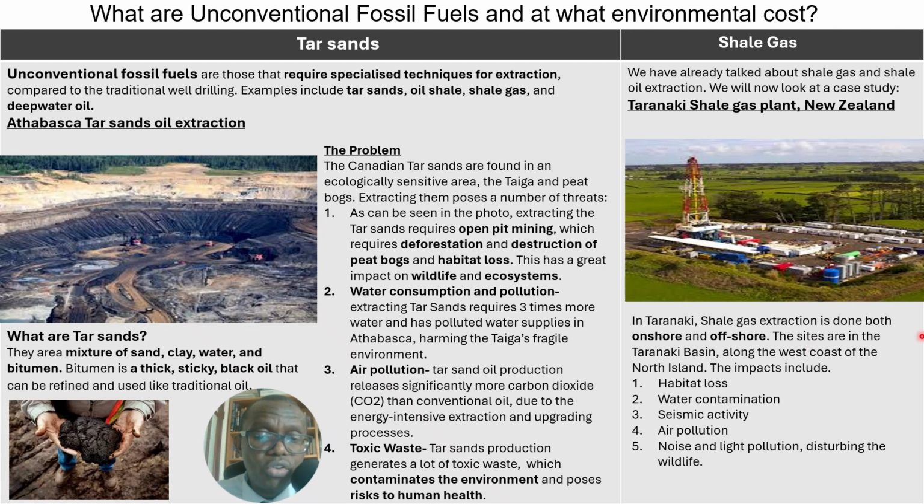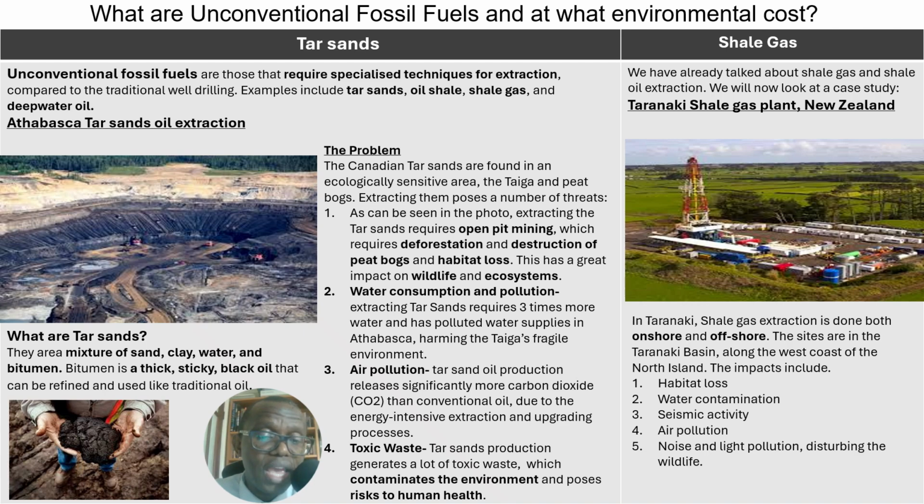Then the second concern or threat here is water consumption and pollution. Extracting tar sands requires 3 times more water and has polluted water supplies in Athabasca, harming the taiga's fragile environment. So we are extracting water. When we extract water, in a lot of cases we are taking it from deep below the ground, which means that the water levels are also declining, and that again will affect this particular ecosystem. And that is aside from the water pollution.